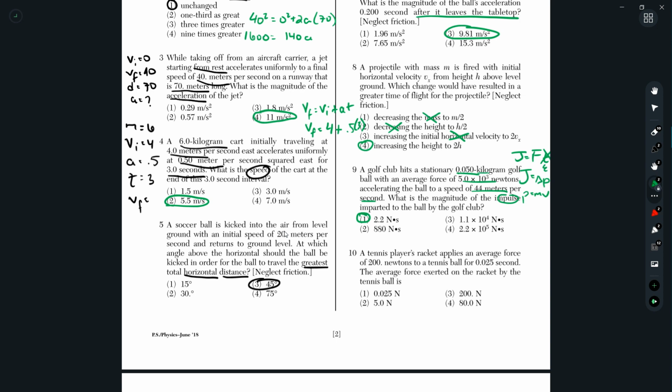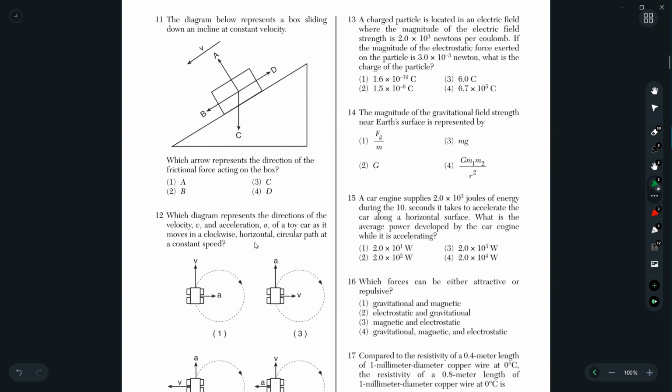All right, a tennis player's racket applies an average force of 200 newtons to a tennis ball. What is the force on the racket by the ball? Well, if it's 200 newtons here, it's 200 newtons there. Equal and opposite reactions. Equal and opposite force.